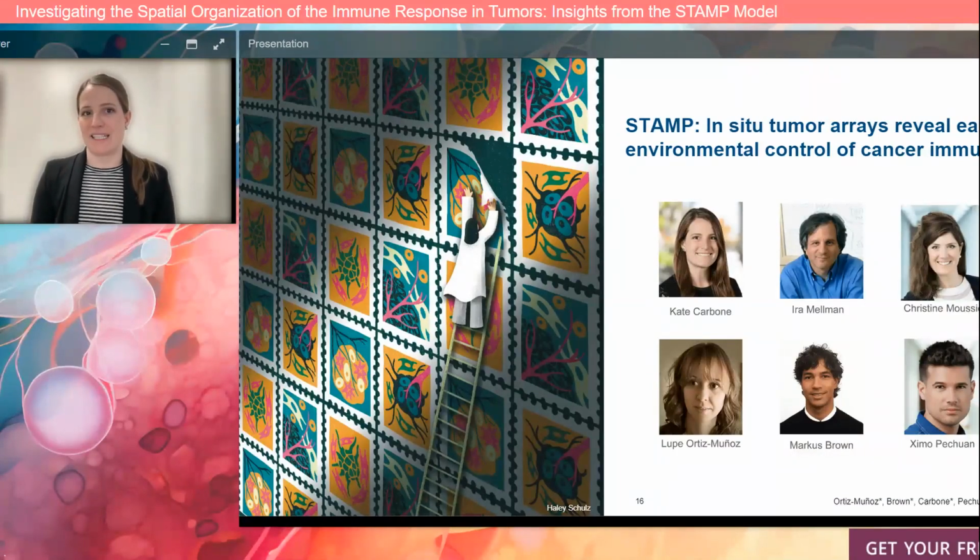And so this is our STAMP team, myself and another postdoc in the lab, Chimo Pechuan, as well as scientists Lupe Ortiz-Munoz, Marcus Brown, led by Christine and Ira, of course. And the power of STAMP for our questions is that it's a reliable way to generate tumors with all 3 different immunotypes, and it enables us to study these tumors in vivo using non-invasive microscopy, so we can watch tumors in real time and also track their fate over several weeks.